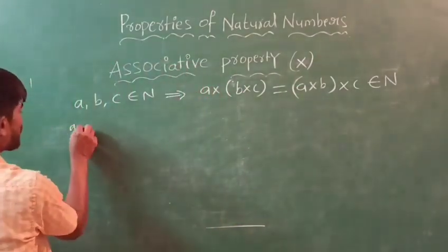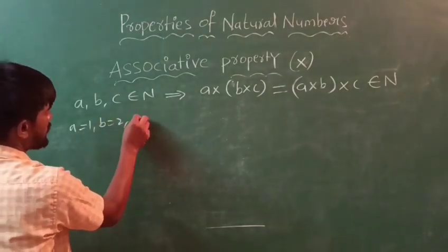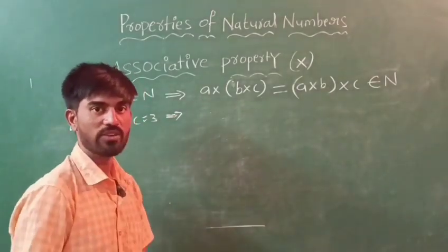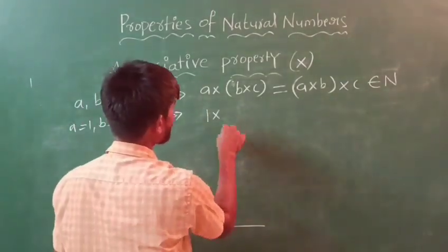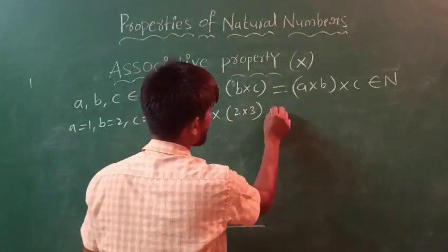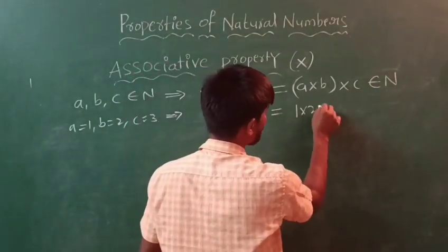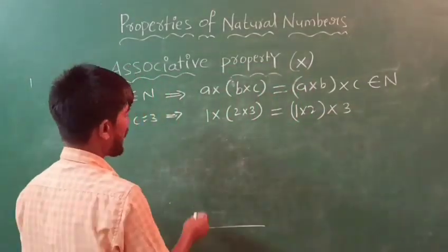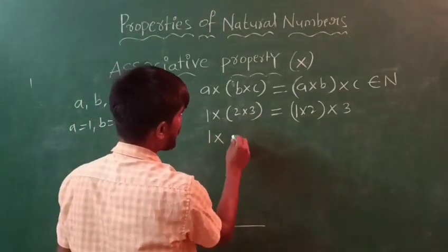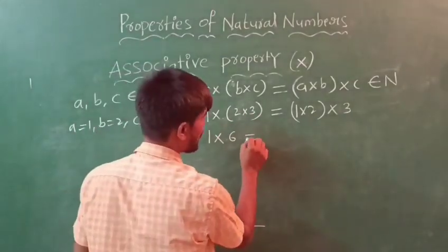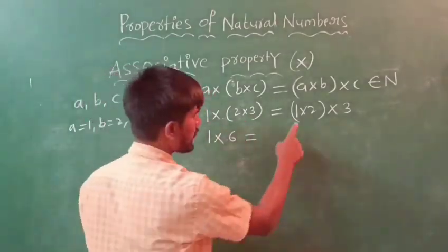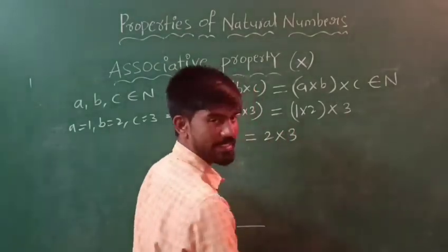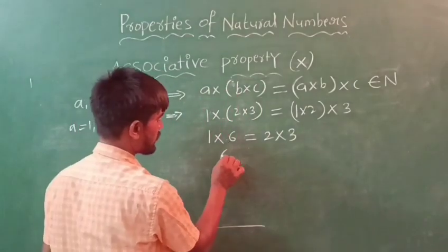Here a is equal to 1, b is equal to 2, c is equal to 3. That implies I am going to substitute directly the a value, b value, c value. Here 1 into (2 into 3) equals (1 into 2) into 3. Simplifying within the bracket, 2 into 3 is 6, so 1 into 6 is equal to 6. Removing the bracket, 1 into 2 means 2 only, into the rest, which is 3.